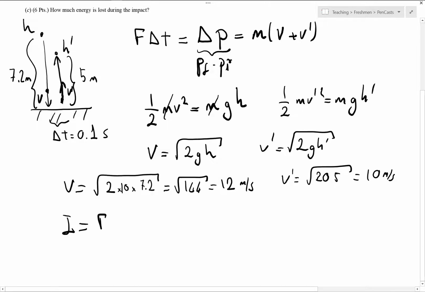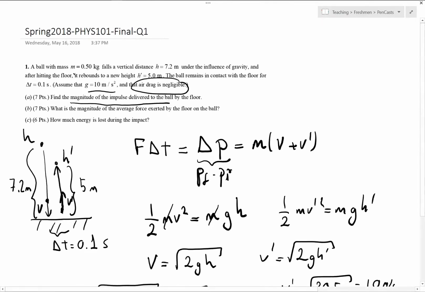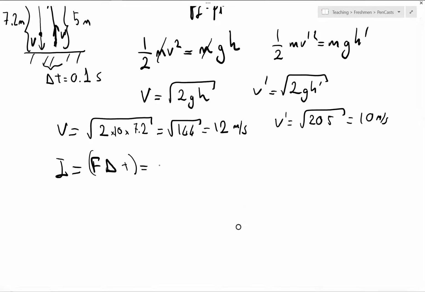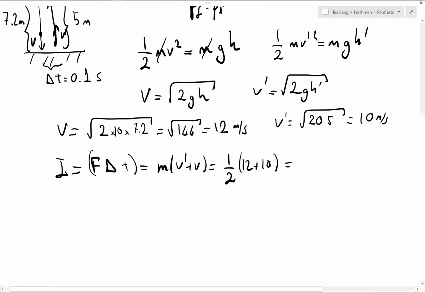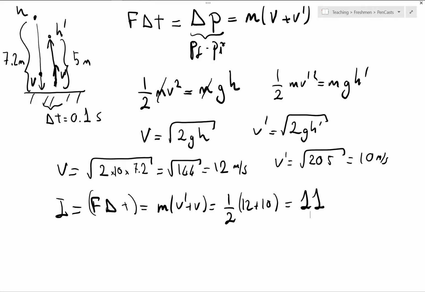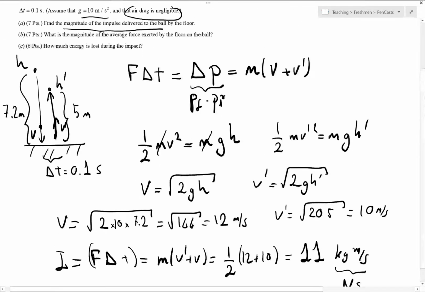Overall, the impulse, the magnitude, will be just F times delta t, which will be equal to m. What was m? m was given as 0.5 kilograms. So m times (v prime plus v) is going to be 1 over 2 times 12 plus 10, which is going to be 11. And what's the unit for this? I can either use momentum units, which would be kilogram times meter per second. Just as well, I could write the unit as Newton times second. So that's part A. We've done this.